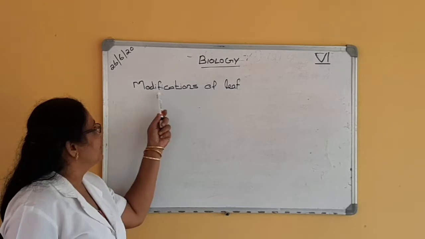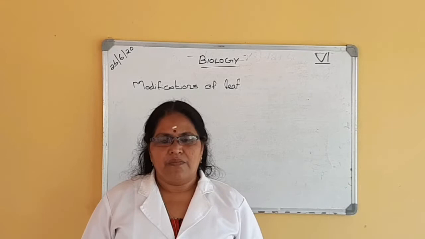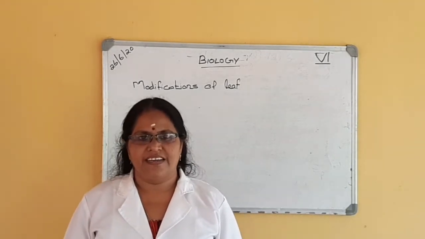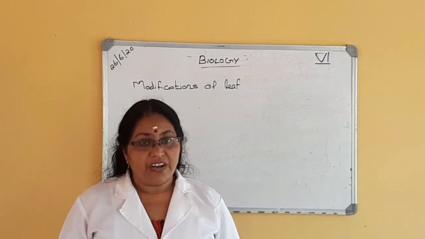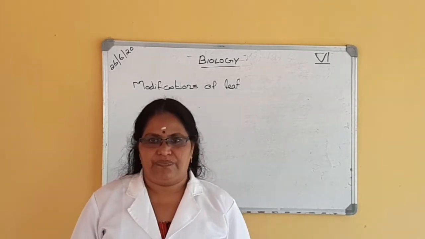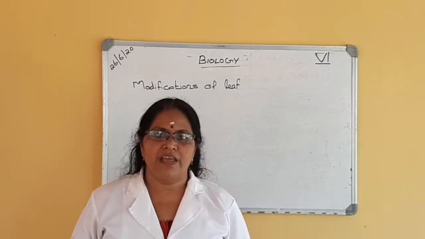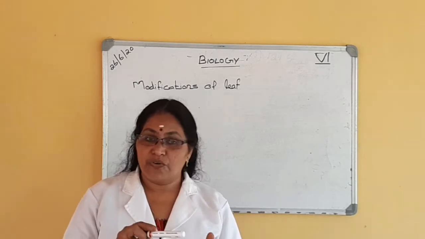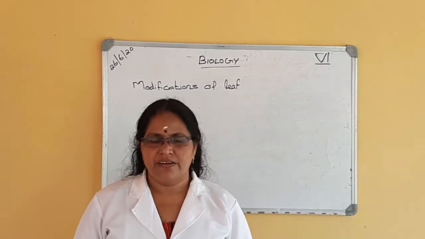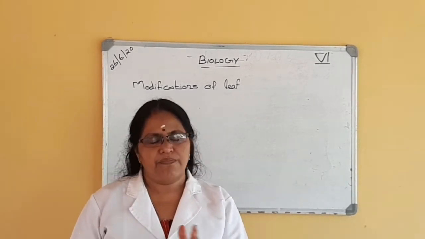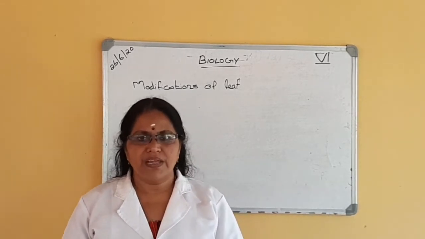Modifications of leaves. What do you mean by modification? Before learning about the modification, you have to remember what are the functions of the leaf that you learned in the last class. The two main functions of the leaf are photosynthesis and transpiration. Photosynthesis, you know, is the process by which the leaf prepares the food. Transpiration is giving out the water from the leaf surface.